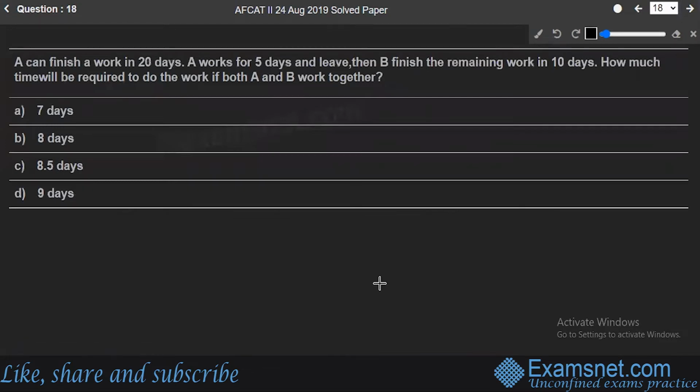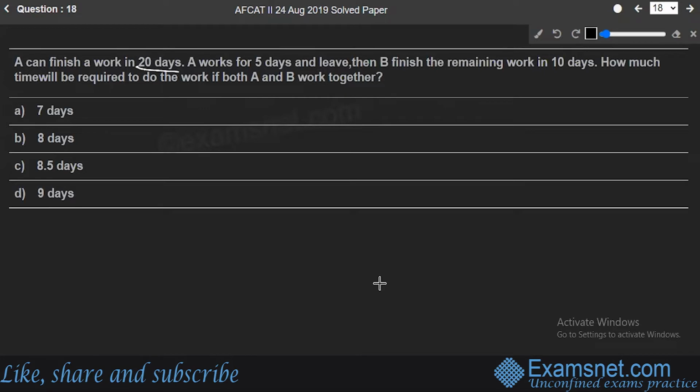Question number 18. It says A can finish a work in 20 days. A works for 5 days and then he leaves. Then B finishes the remaining work in 10 days. How much time will be required to do if both A and B work together? Correct. So first of all, let's write down what things are given to us.